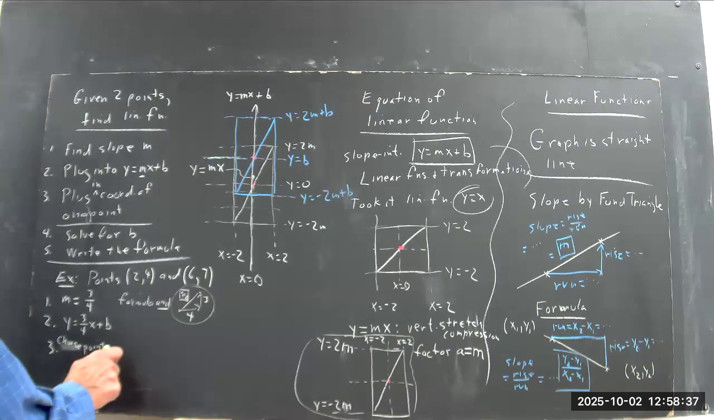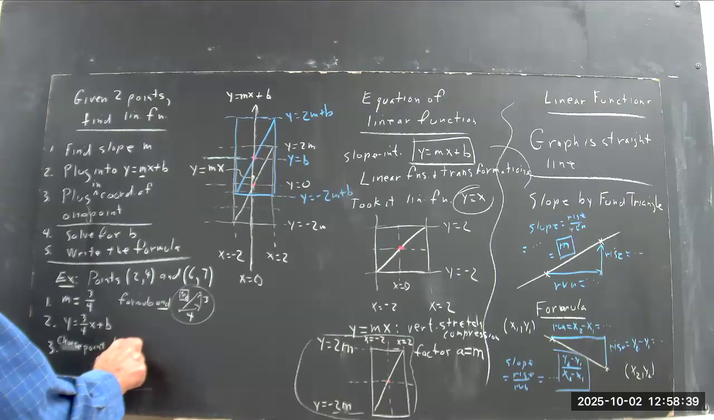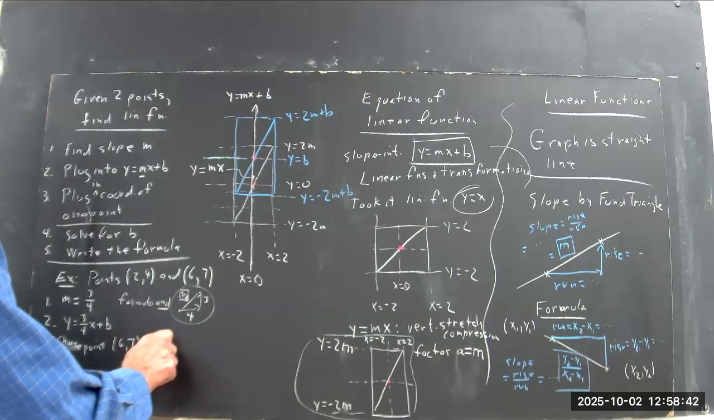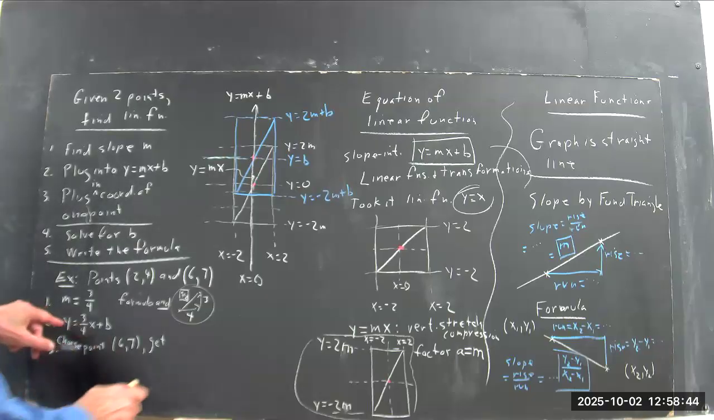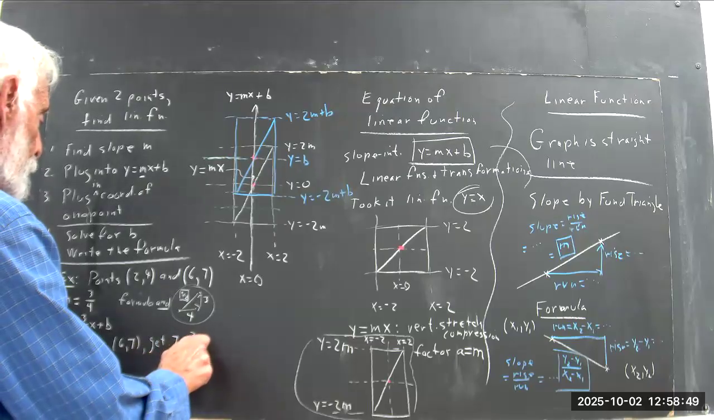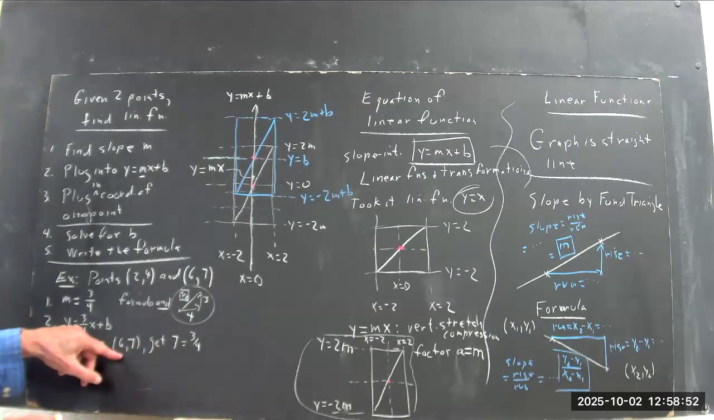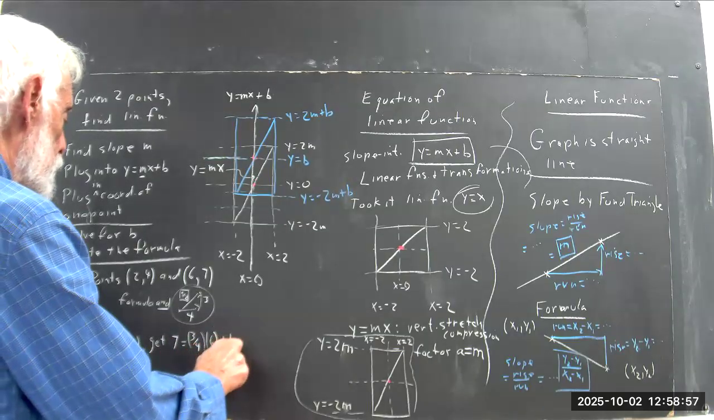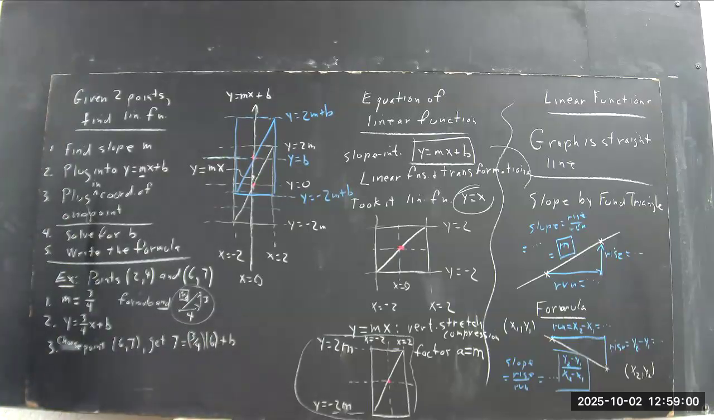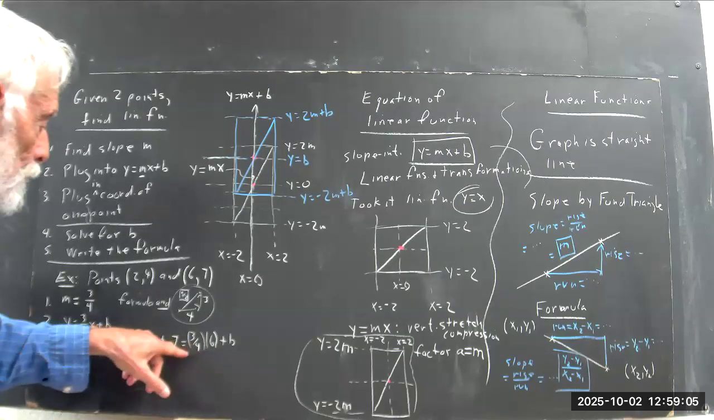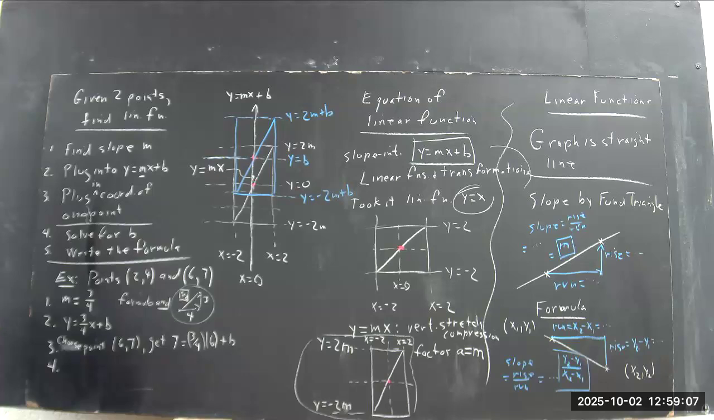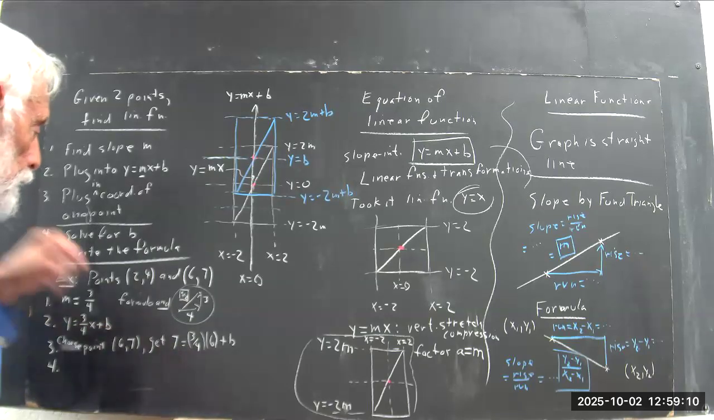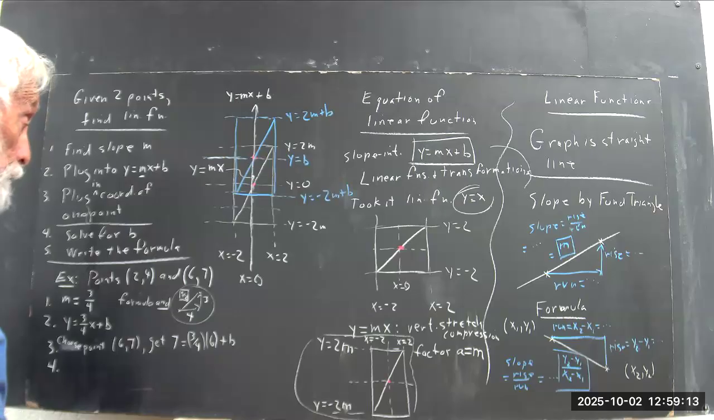I'll say choose 0.67, and you get y is 7, so you replace y by 7. You get the 3/4 times x, which is 6, plus b. Or you solve for b. Well, 3/4 of 6 is 4.5. Subtract 4.5 from both sides. You get 7 minus 4.5, which is 2.5.